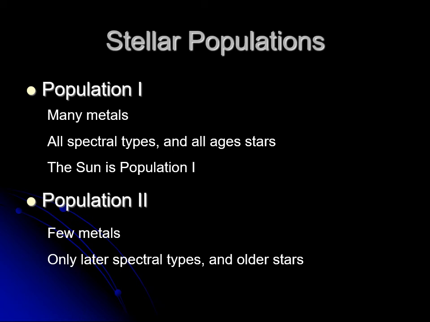So the population 1 star is like the sun. They have some metals in them, all the different kinds of other elements. They are all the different spectral types, and they tend to be all ages of stars. The sun is an example of a population 1 star. In fact, most of the population 1 stars are younger than the population 2. The population 2 stars have very few metals. They're usually just the later spectral types, and they're older stars.